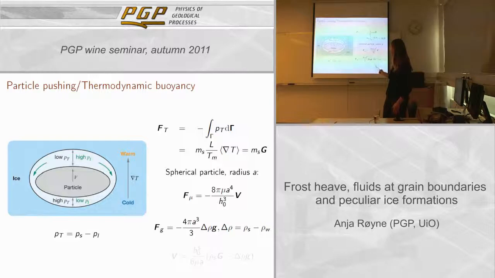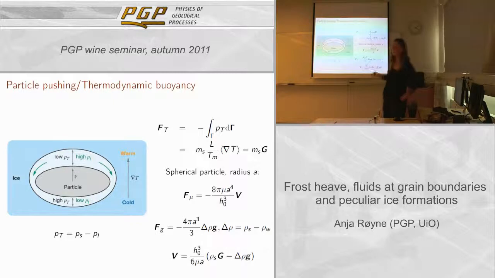And then of course you have the force of gravity. That takes in the difference in densities between the ice and the particle, and then you can calculate what the velocity of this particle would be. That would tell you that if you have a steep thermal gradient, your particle would move faster. If you have a small particle, it would move faster than a big particle, for instance.